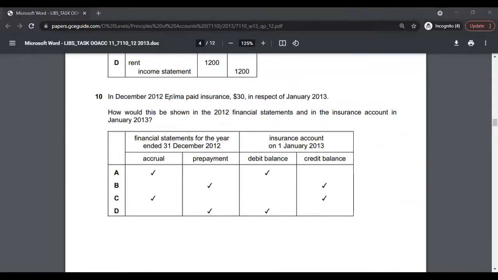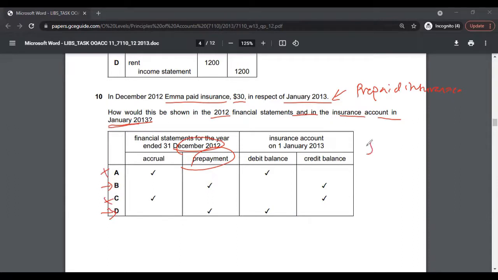Multiple choice 10. In December 2012, Emma paid insurance of $30 in respect of January 2013. So this is prepaid insurance. How would this be shown in the 2012 financial statements and in the insurance account in January 2013? So on the financial statement, this is a prepayment. So it's either option B or option D.